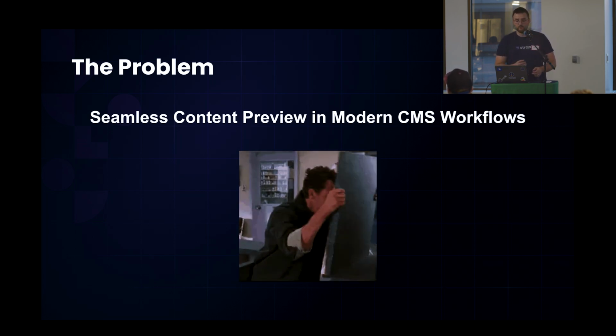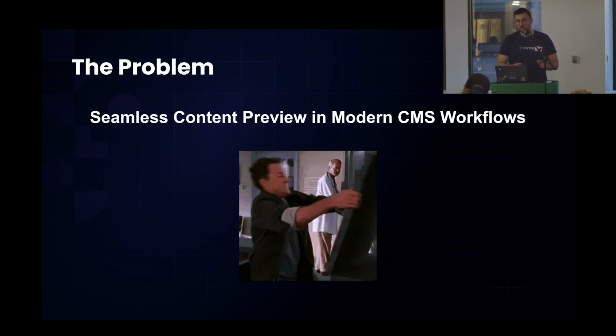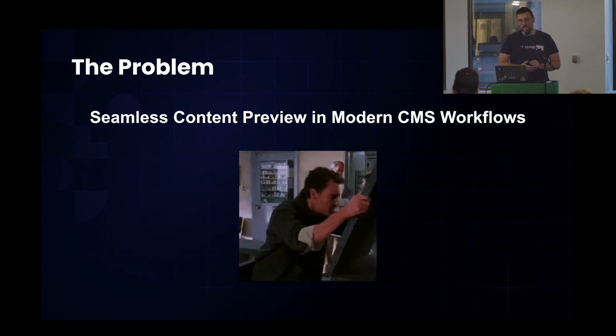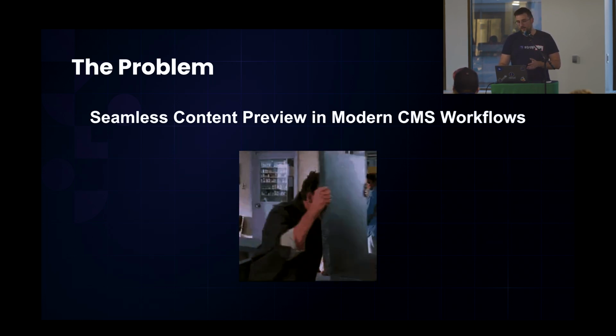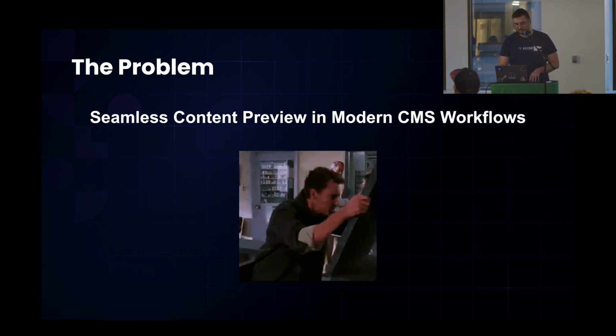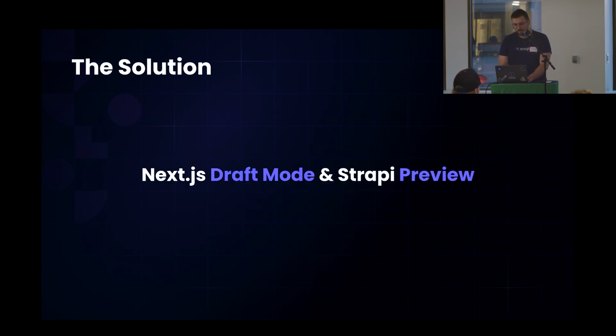And that's why the draft mode in Next was created. It's a way to bypass all the static stuff and just do dynamic rendering. And that's what I'm going to demonstrate today. And I'm going to also give you a sneak preview of the Strapi preview feature that's coming soon for us. All right, so let's build it.